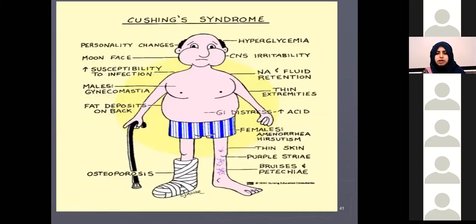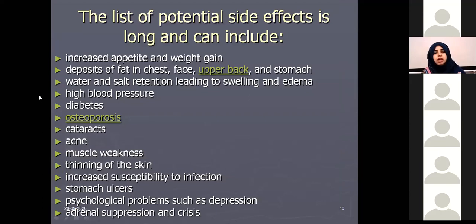So first of all, whenever you think about the side effects of steroids, always think about Cushing syndrome. It is going to decrease inflammation, and it basically causes the deposition of fat in the chest, face, upper back, and stomach. Because of this abnormal deposition of fat, we call it moon face, and it can also be called buffalo hump because there is an abnormal deposition here. Central obesity is there.